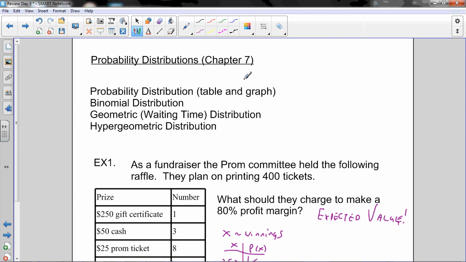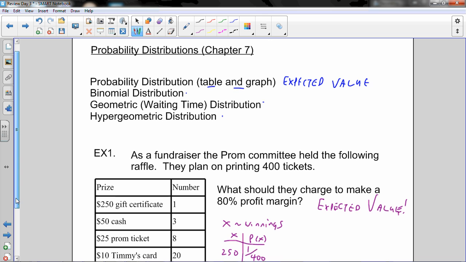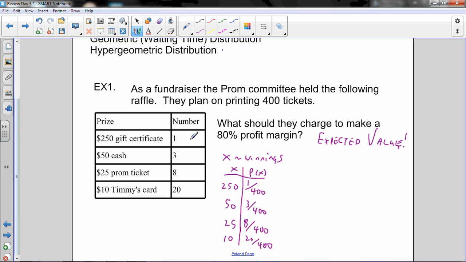Chapter 7 was a short, teeny little chapter. We talked about probability distributions in table and graph form. Also in here, although it's not listed, was expected value, and the very first question is on expected value. There was a formula, and then we saw 3 very specific distributions that had formulas. So this is kind of a formula chapter, but before we got to the formulas, we had these type of questions.